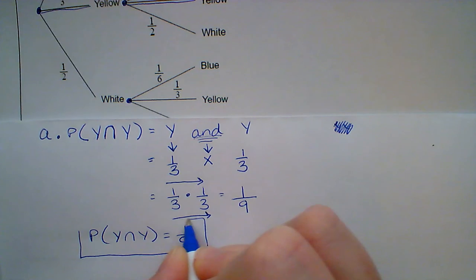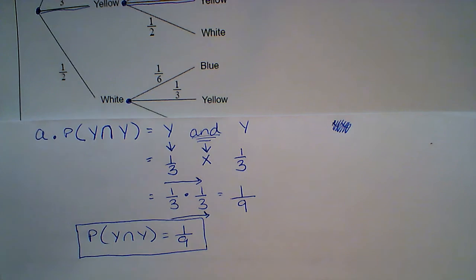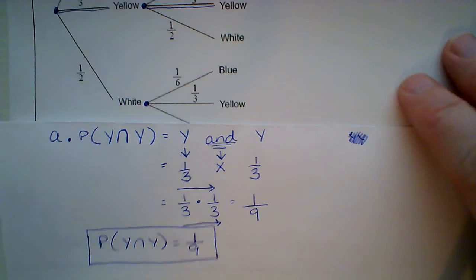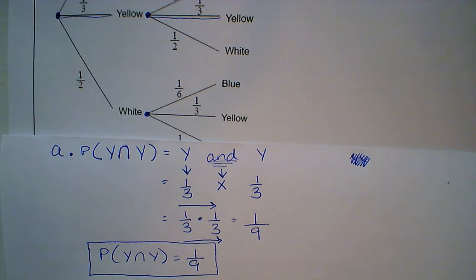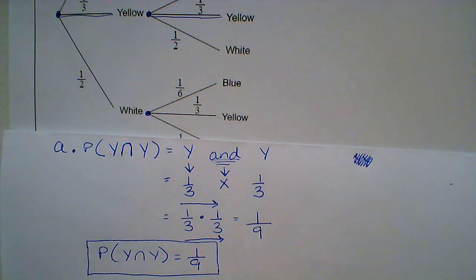Now, you can convert that into a decimal if you'd like. Because my probabilities are given to me as fractions, I'm actually going to leave them alone and just let that stay a fraction, and I'm not even going to mess with that. And there you go. That's the probability that you're going to spin yellow twice.